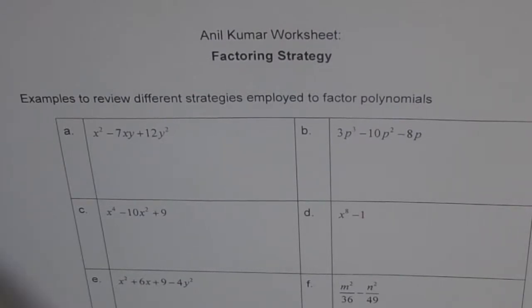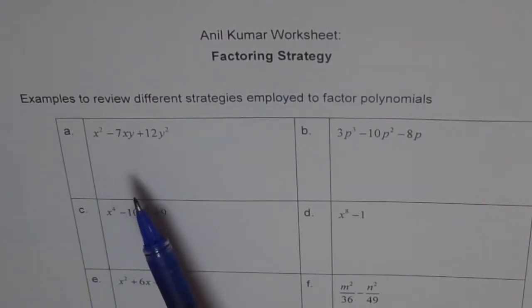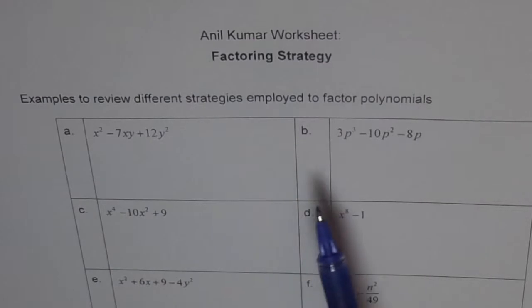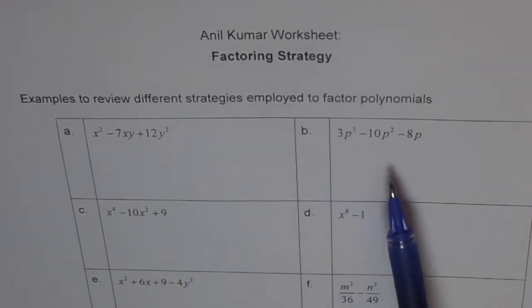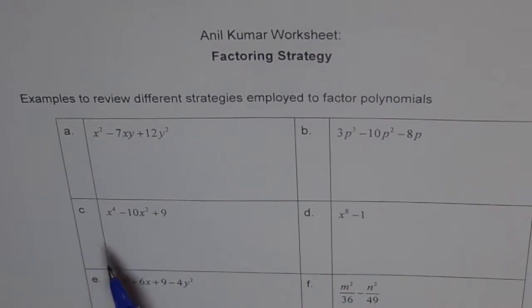The first question is x squared minus 7xy plus 12y squared. Then we have 3p cubed minus 10p squared minus 8p. C is x to the power of 4 minus 10x squared plus 9. Then x to the power of 8 minus 1.